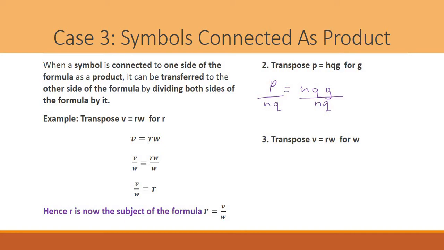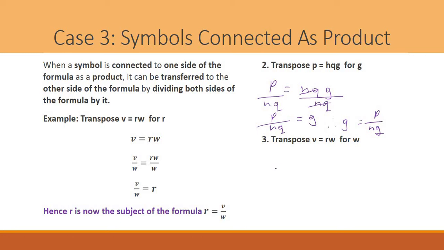By doing that, you know that HQ here will cancel out HQ in the denominator. So what we're left with here is G is equal to P all divided by HQ. All I need to do is to just rewrite so that G is on the left hand side. So therefore, G is equal to P all over HQ. And you're finished there. For the last one, it says transpose V equals RW for W.